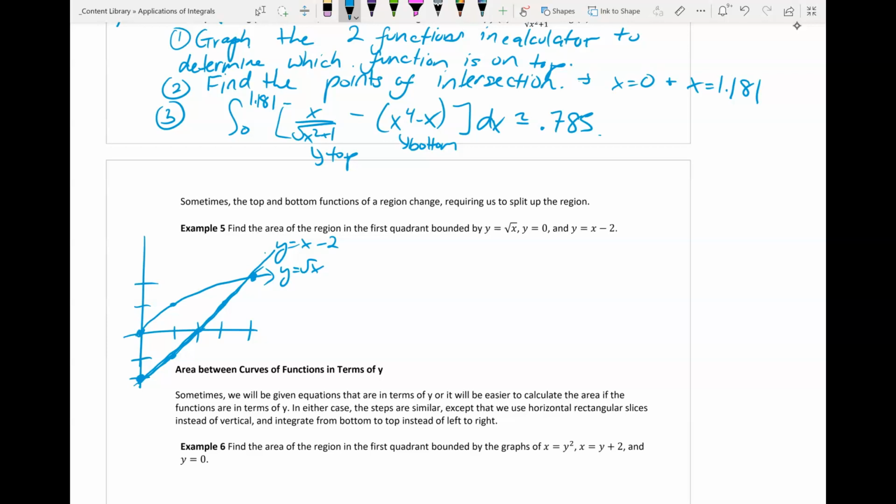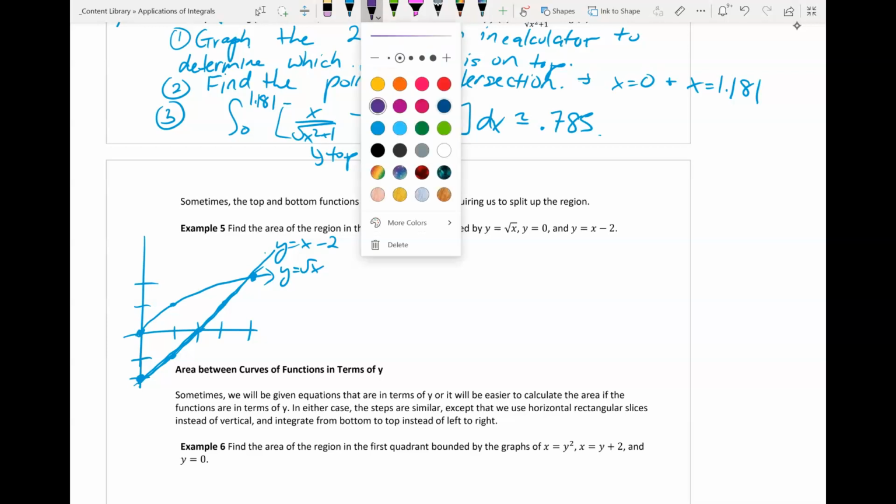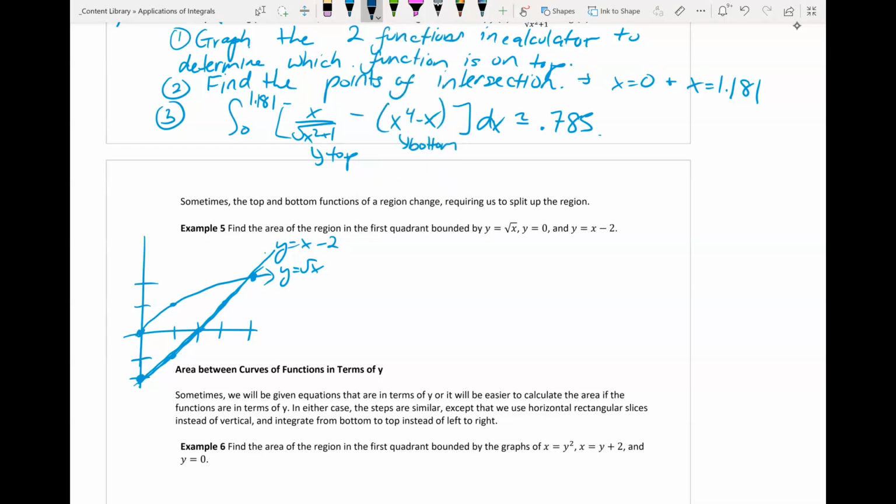So if I'm looking at the area between the curves, it's going to be this region here. And take note, it says y is equal to 0. So this is another bound that we have, that we're not going to go below the x-axis. So this is the region we're looking for.